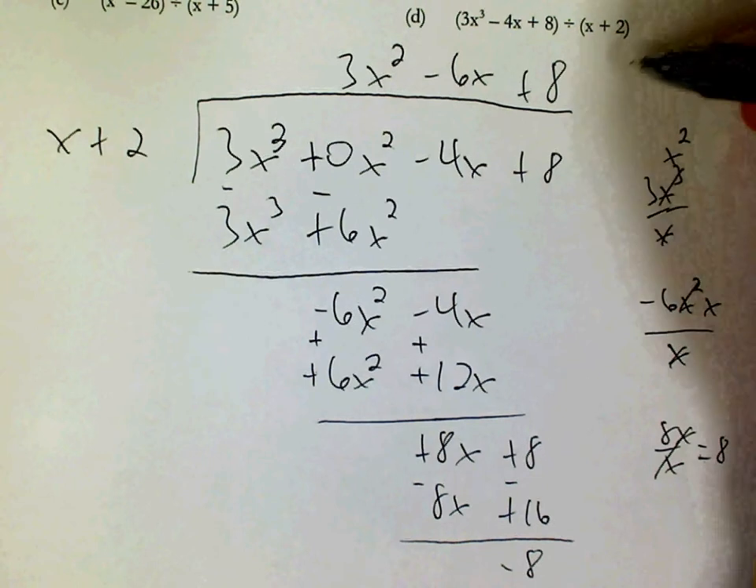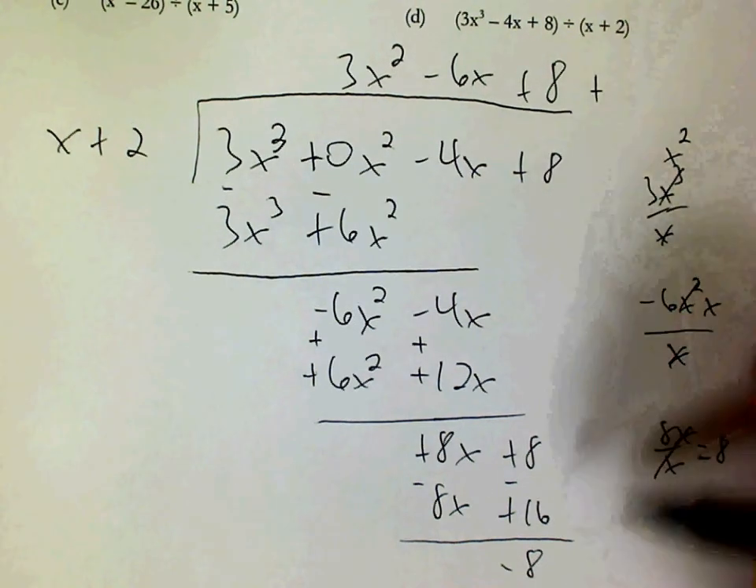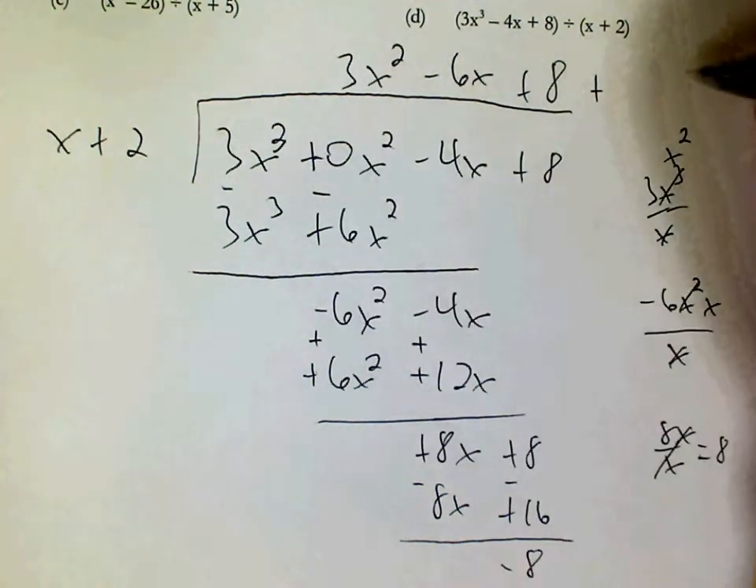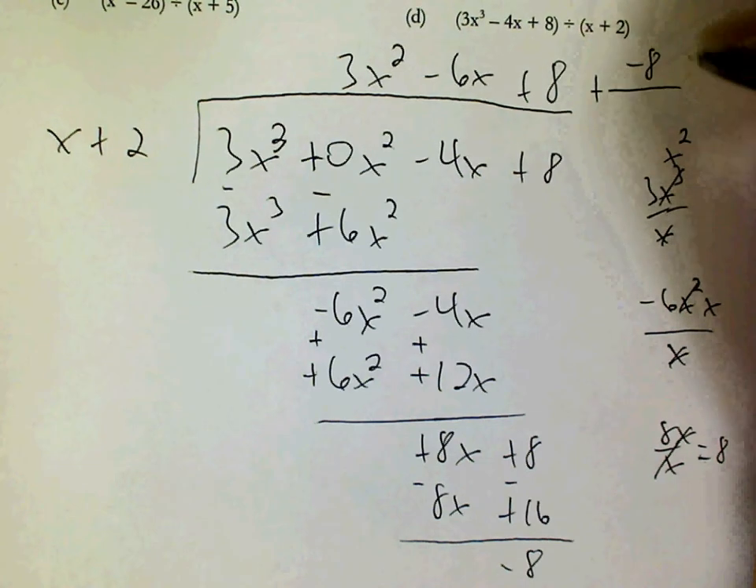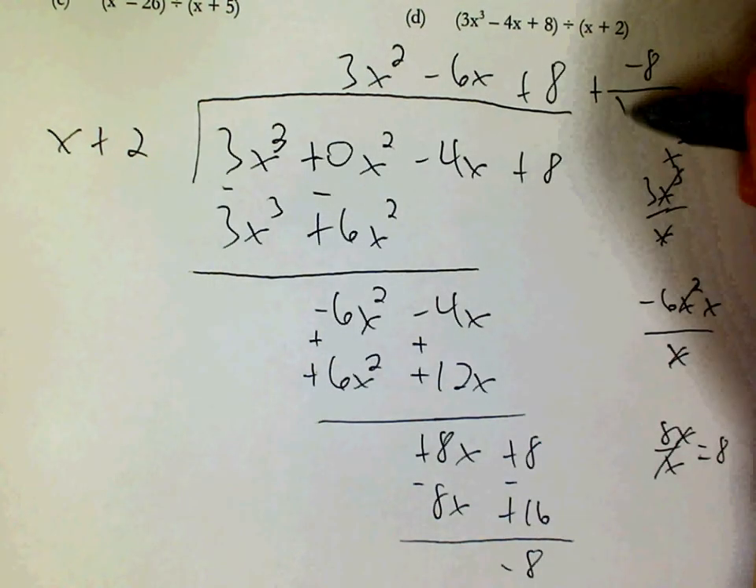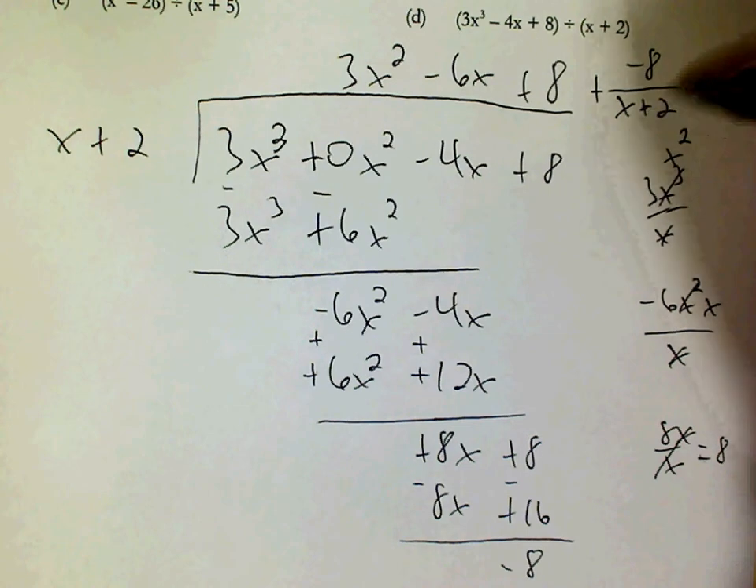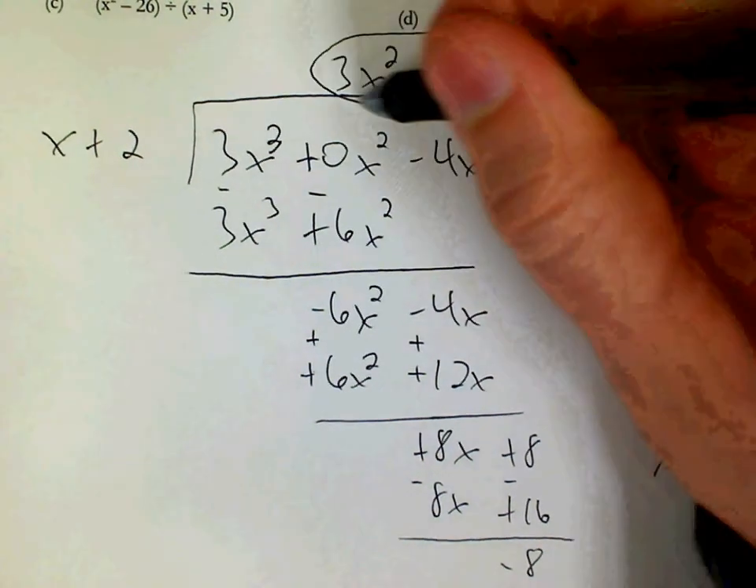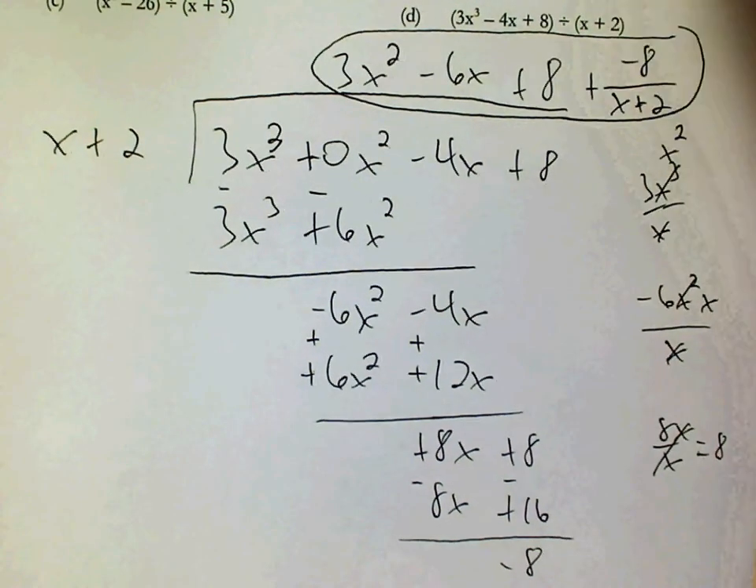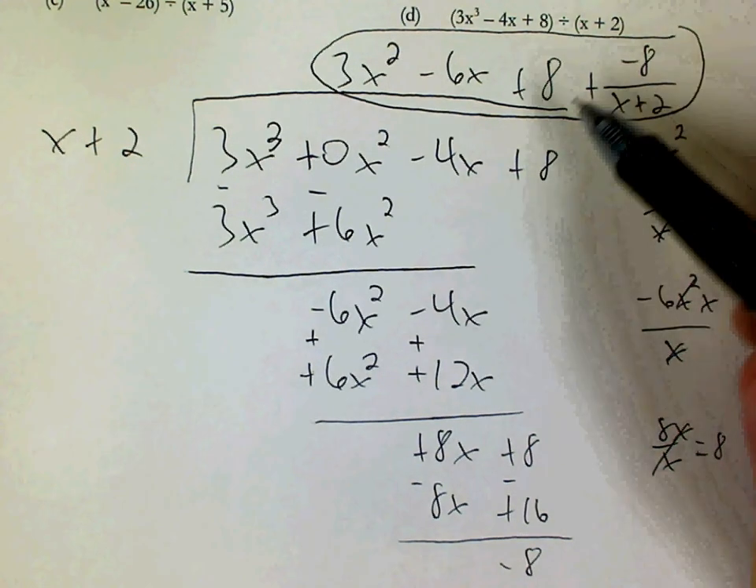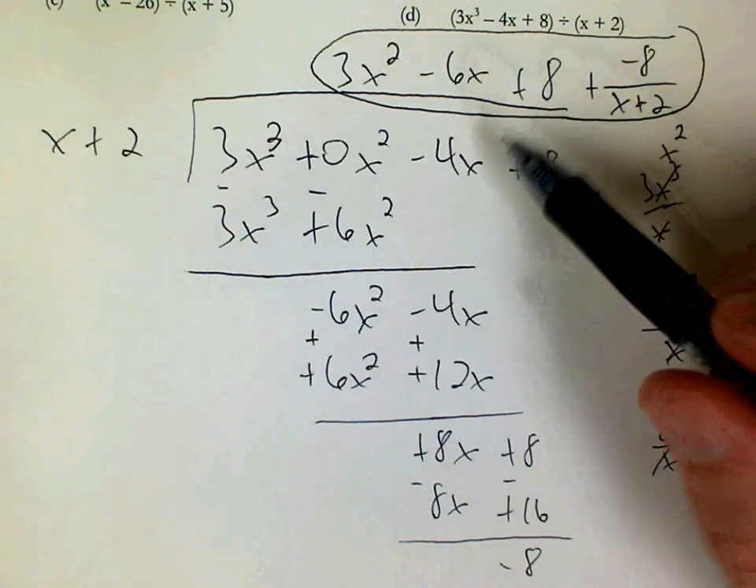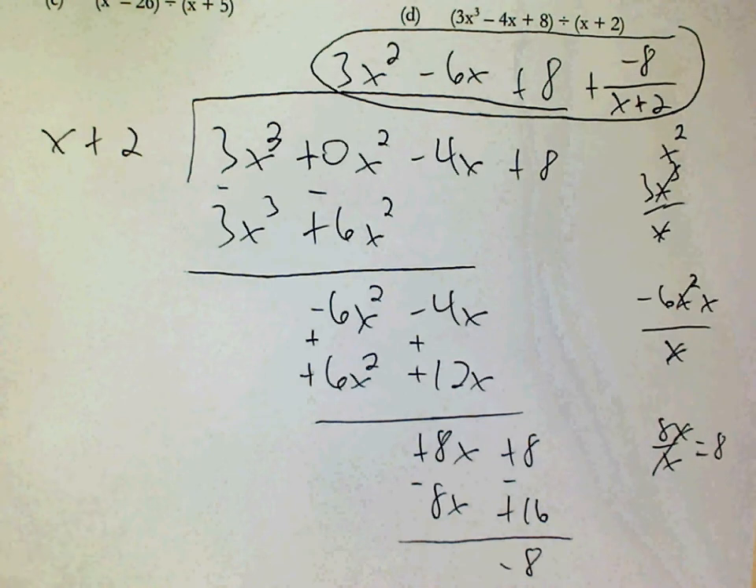Once again, I'm going to write the remainder over our divisor. So I'm going to take the remainder of negative 8 and write it over x plus 2. I'm going to circle it just so you know that this is the answer. And if you want to, you can rewrite that as 3x squared minus 6x plus 8 minus 8 over x plus 2.